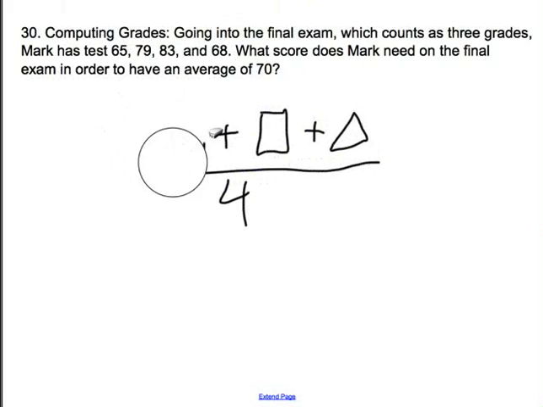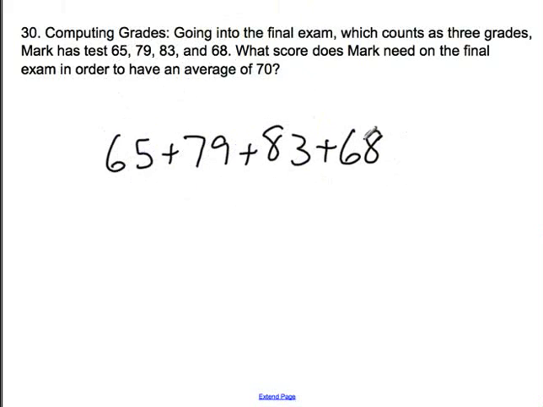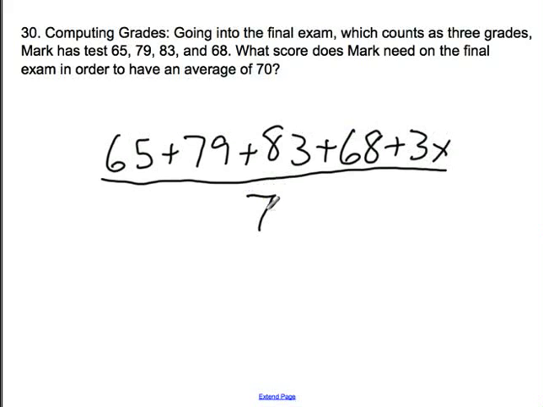So what we're going to have to do on this one is take the tests that we already have. So 65 plus 79 plus 83 plus 68. And we have one more test, which is going to be the final, but it counts as 3 tests. So I'm going to say it's going to be 3x. And this is all over how many tests we have. So here's 3. This actually does count as 3 tests. So 3, 4, 5, 6, 7. So there's actually 7 tests. And we want to end up with a 70 average.